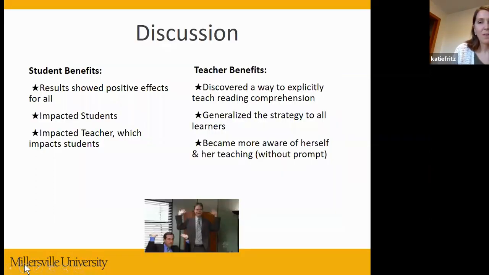I'm skipping some of this because I know we're getting close. So as far as benefits, the students obviously showed the positive effects. They actually verbalized on their own. This is like the ideal situation. So no prompting, we didn't pay them to say it, but a couple of them said, I could see myself using this in other classes. Like, wow, that's amazing. That's exactly what we want. It impacted them. All of them are feeling good about it.